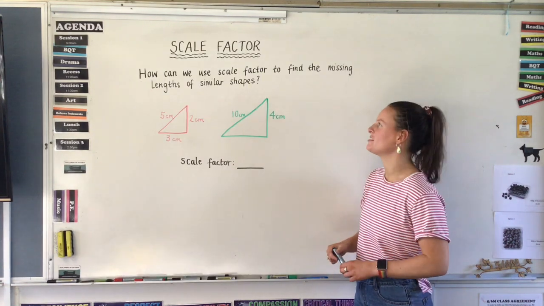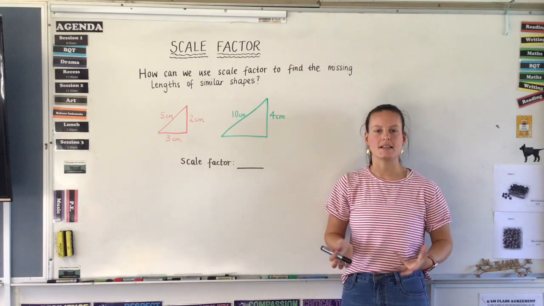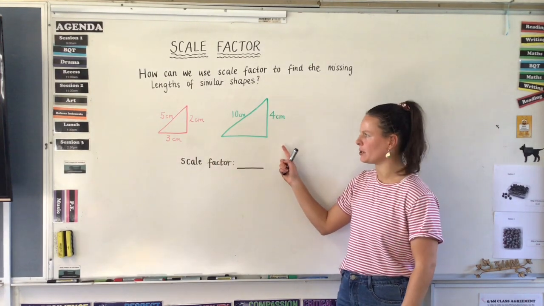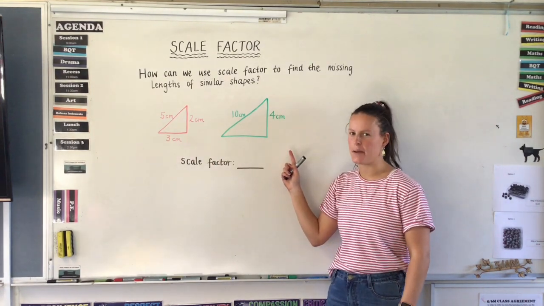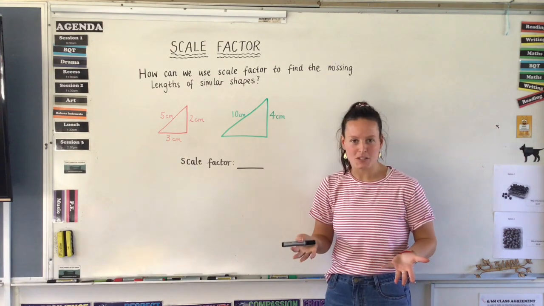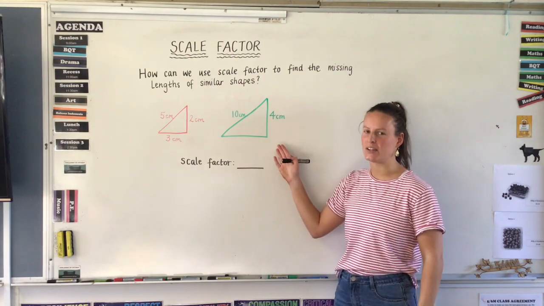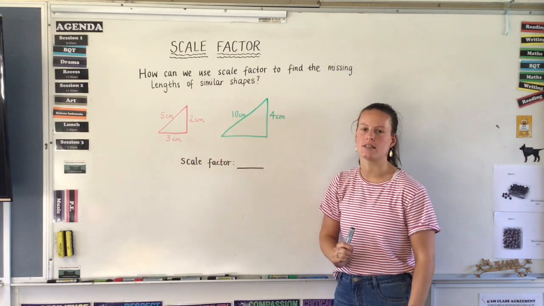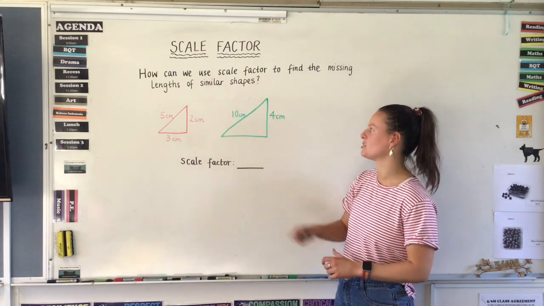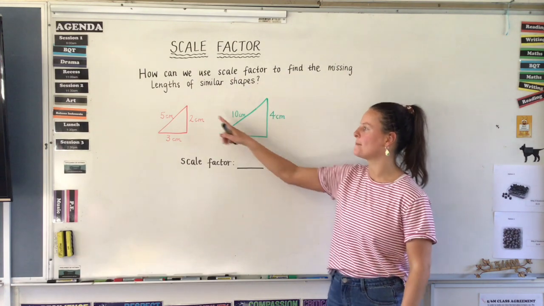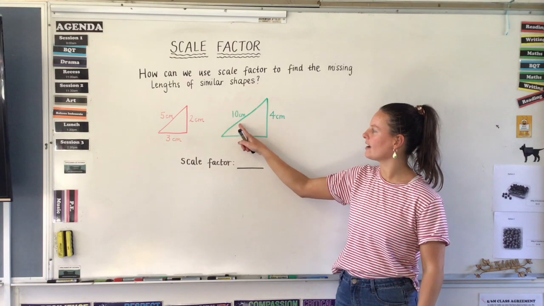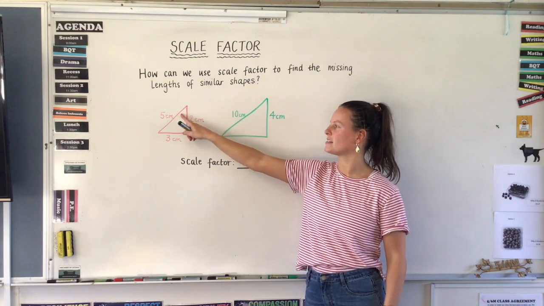So how can we use scale factor to find the missing lengths of similar shapes? Now, if you have a look on the whiteboard, I've got a red triangle and a green triangle. We can see that they're very similar shapes, but by eye we can tell that the green is bigger than the red. But how much bigger is it? So what we do is we look at the corresponding sides of the similar shapes. Now, the numbers are different, so it's important to look at which sides match. So I can see that this long line here matches with that long line there. Similarly, I can see that this diagonal line of this triangle matches up with this one.